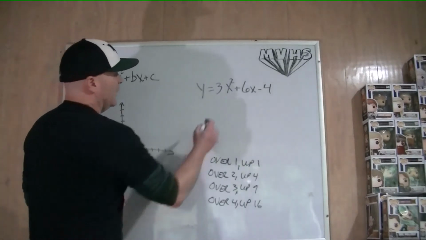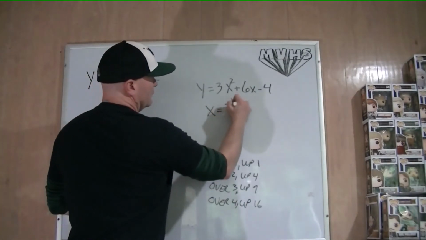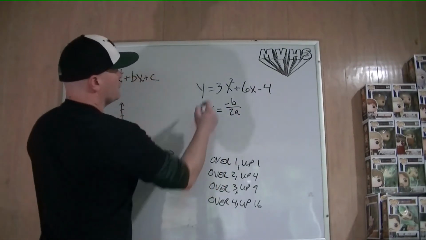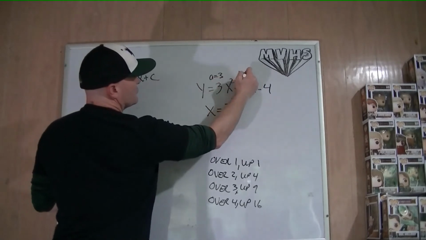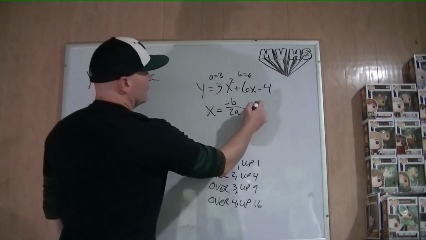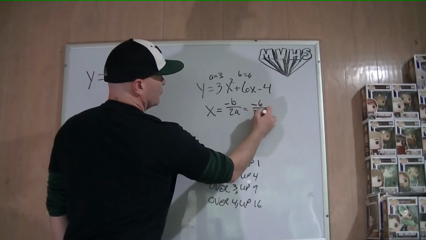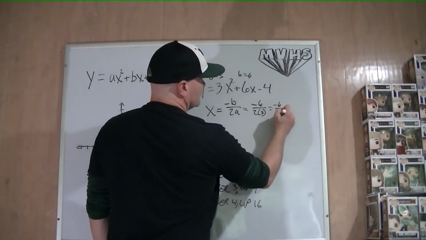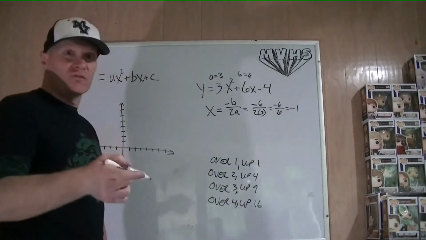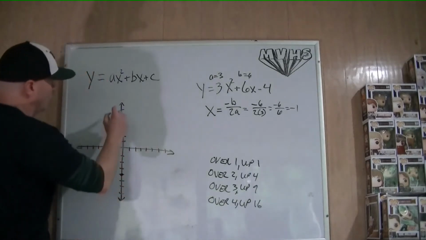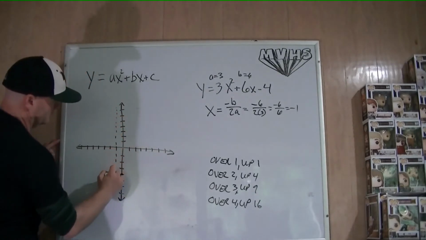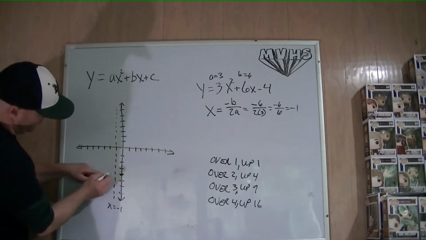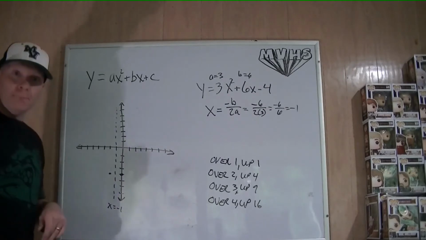Maybe you remember, maybe not, but the way you find the axis of symmetry in standard form is negative b over 2a. So our a is 3 and b is 6. So our axis of symmetry for this one is negative 6 over 2 times 3. 2 times 3 is 6. And negative 6 divided by positive 6 is negative 1. So our axis of symmetry is negative 1. Okay, that means we could reflect this point and get another one right there.